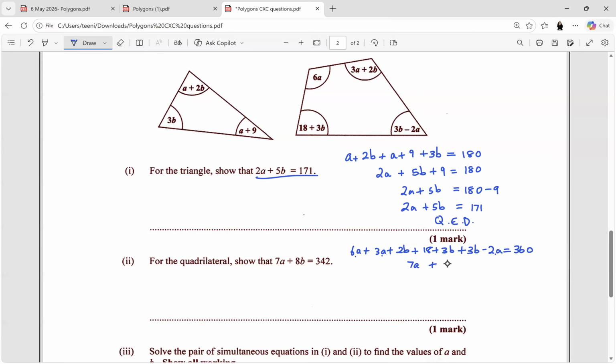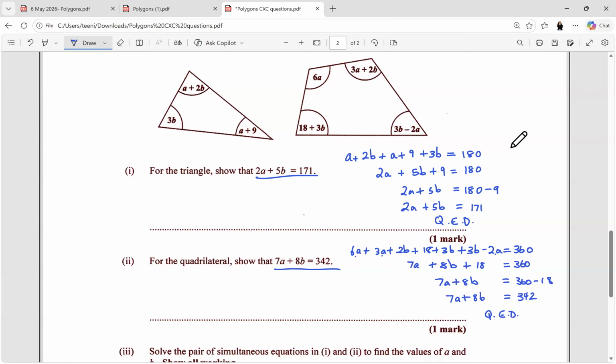So I'm already getting to the expression 8b, and then I have 18 by itself. So 7a plus 8b plus 18 is equal to 360. And so 7a plus 8b is equal to 360 take away 18, which means that 7a plus 8b is equal to 342. So again, I have shown the equation that they told us to show. So I write QED, right?